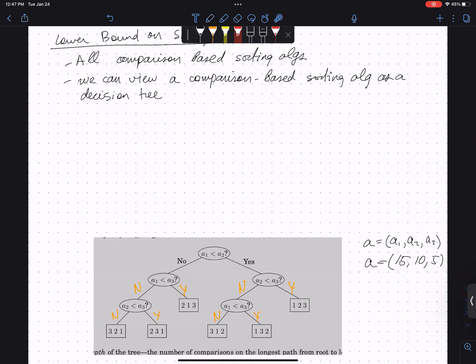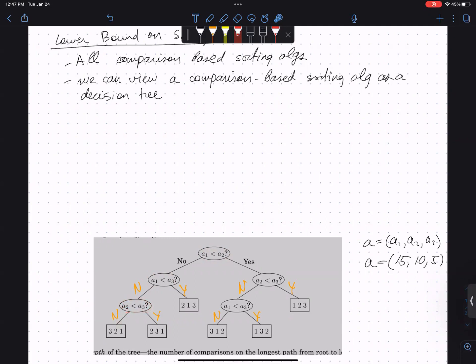Okay, so we go to the left. We at this point know that A1 is not less than A2, and A1 is not less than A3. So A1 is going to be the biggest element, but we still don't know between A2 and A3, we still have to decide. So we compare them. The answer is no there.